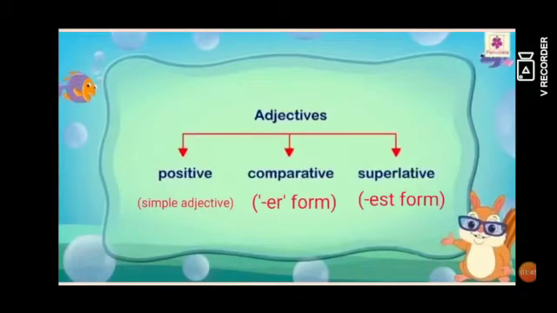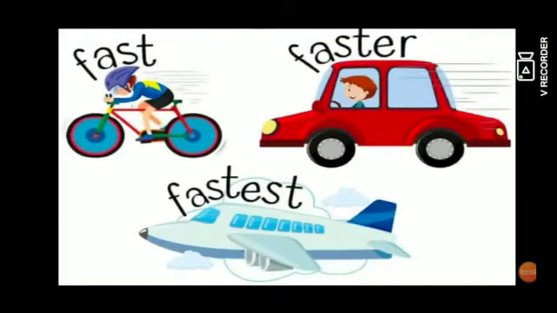Adjectives have three forms. Positive adjective means simple adjective. Comparative adjective, in which we add er to the adjective, and superlative adjective, in which we add est to the adjective. Now let's take some examples. Fast. Here, fast is the example of positive adjective. Faster is the example of comparative adjective. And fastest is the example of superlative adjective.